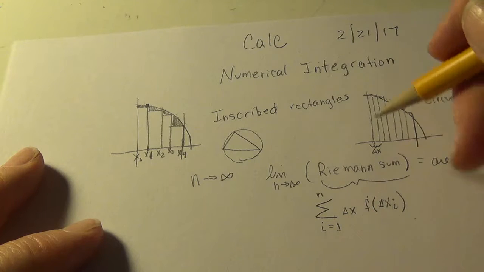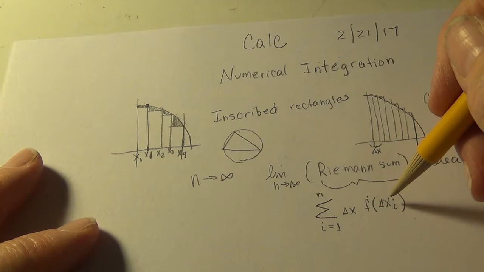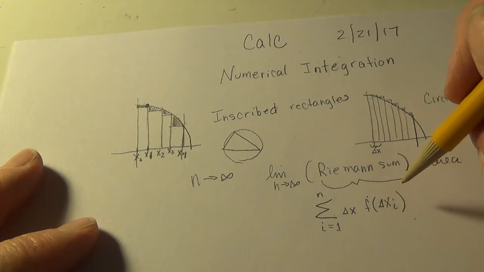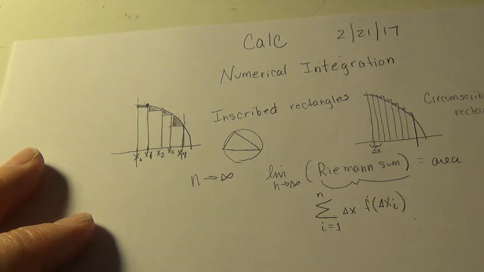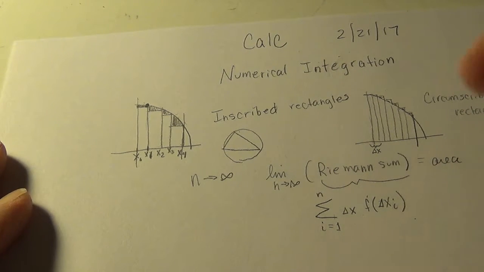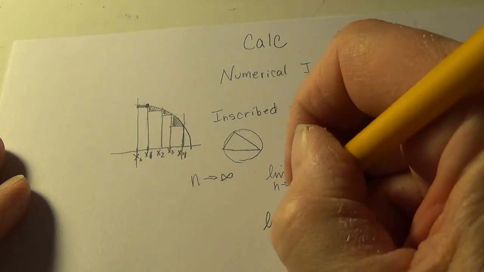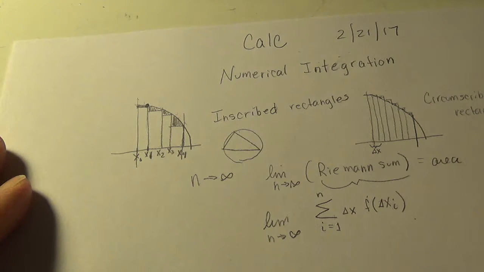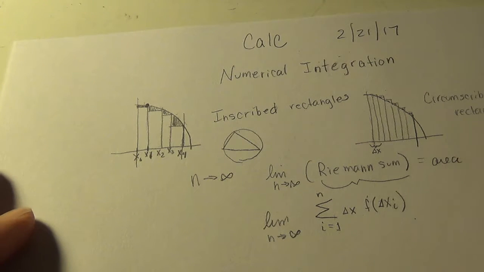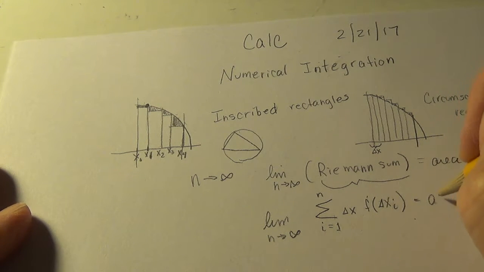So when it's right boxes, it will be grabbing change in x times f of x1, change in x times f of x2, and so on. All right, and then as we mentioned, the limit of those as n approaches infinity will be the exact area under the curve, no approximation needed.